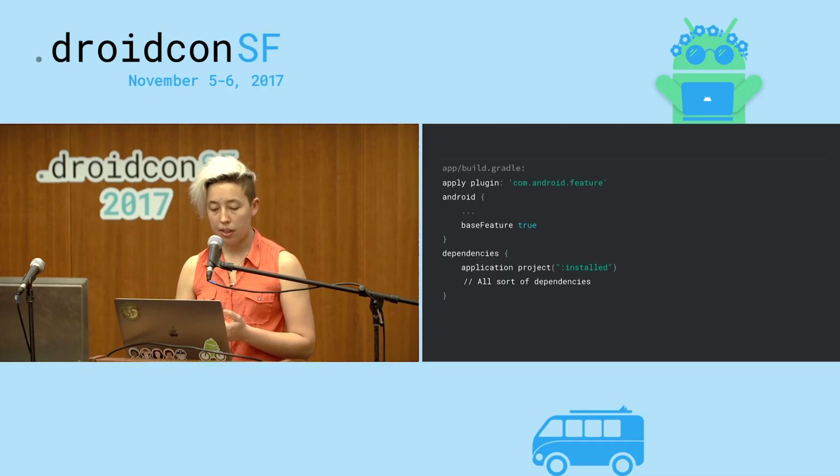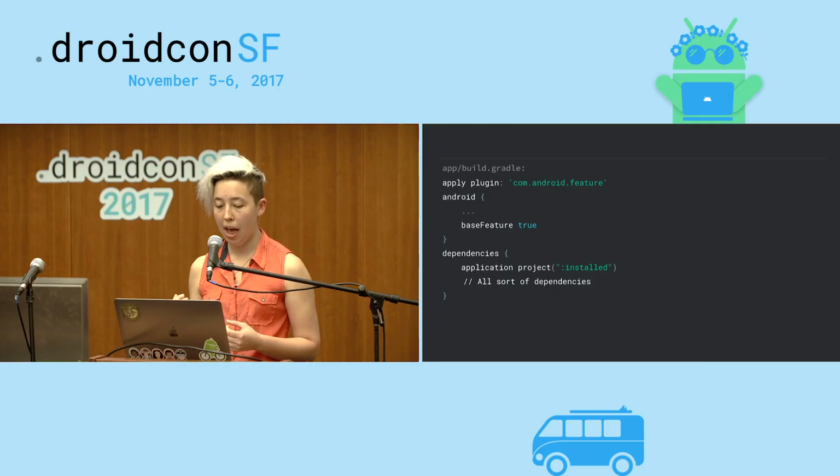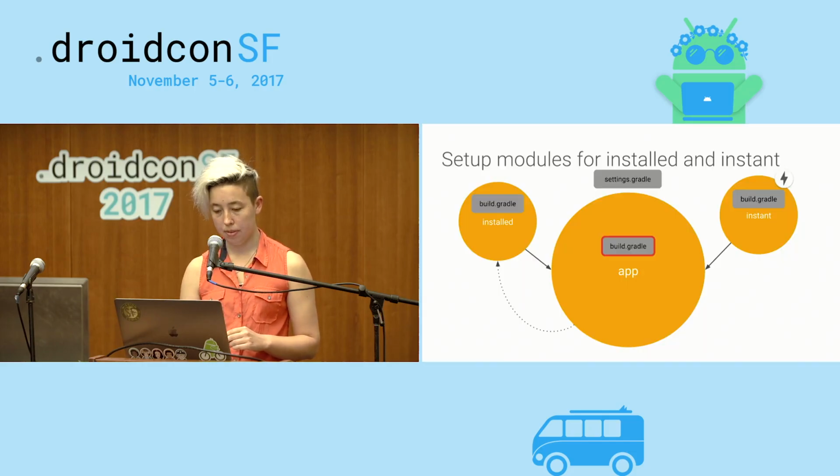And then finally, in my dependencies block, I have pretty much all the same dependencies, but I have an added special application dependency that's referring back to my installed app. And this is the way that my feature, which you can see no longer has the app ID in it, gets to know what the app ID is. So there's that kind of loose dependency there, but none of my features are ever going to be calling code from my installed app module.